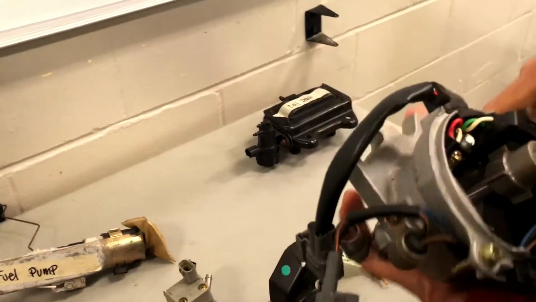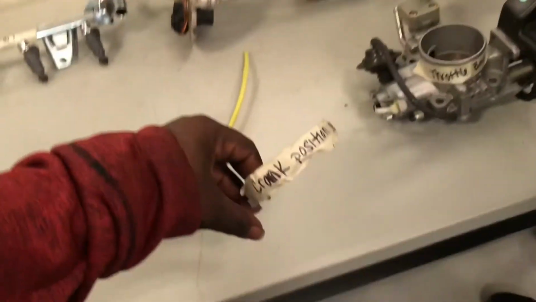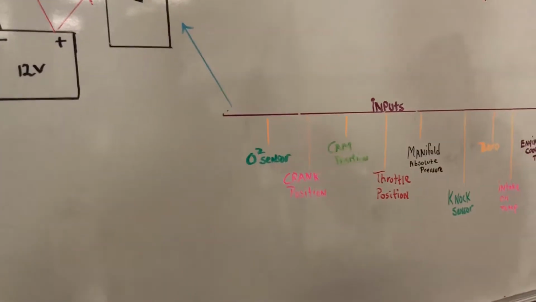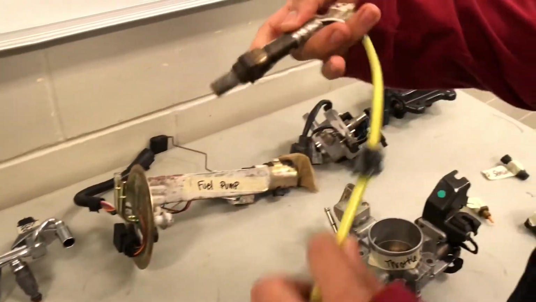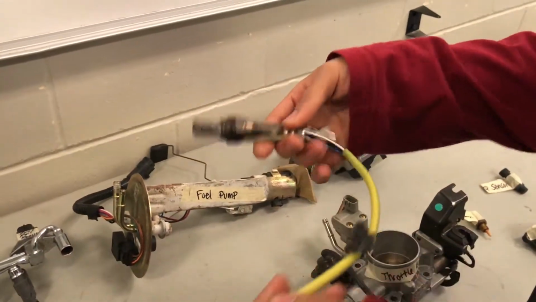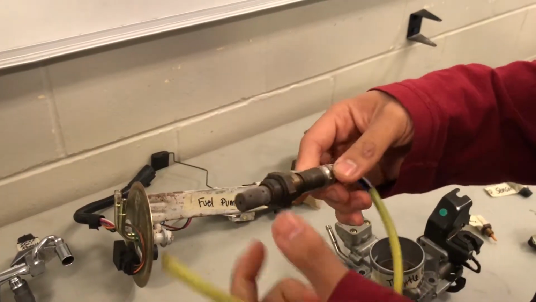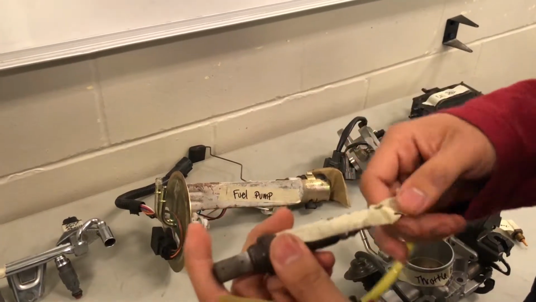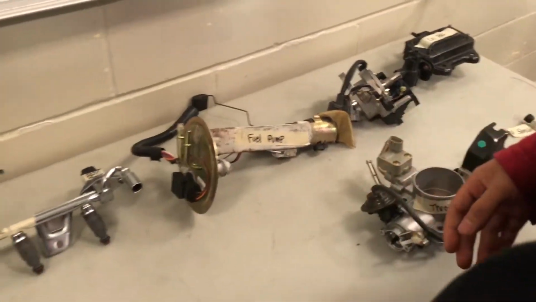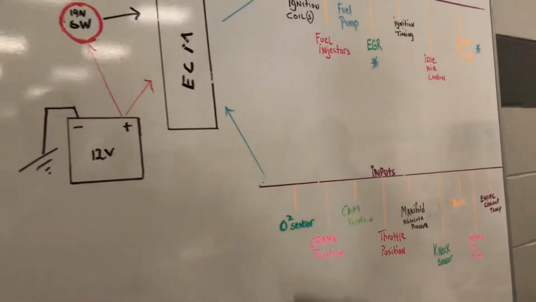The cam position sensor is on the distributor itself, inside the housing. And cam will only work if it's timed correctly with crank. And then we've got the O2 sensor, which is over here and hooked up to the exhaust, and at a certain temperature, that's when it works. It should be relatively hot, and then it goes to the ECM.